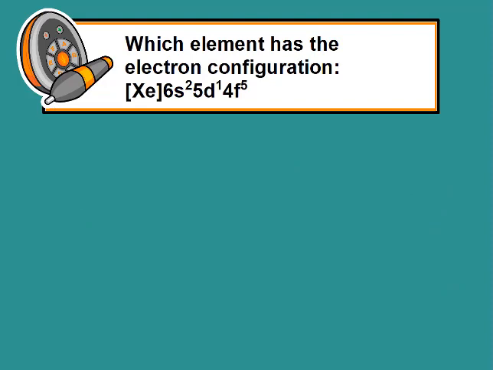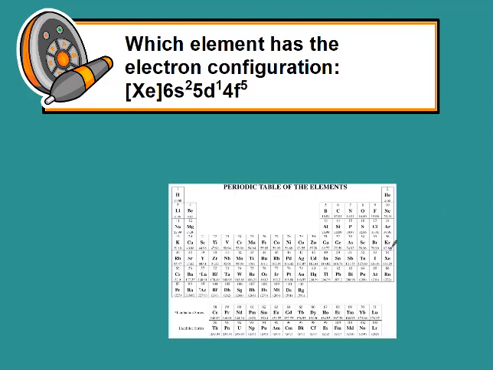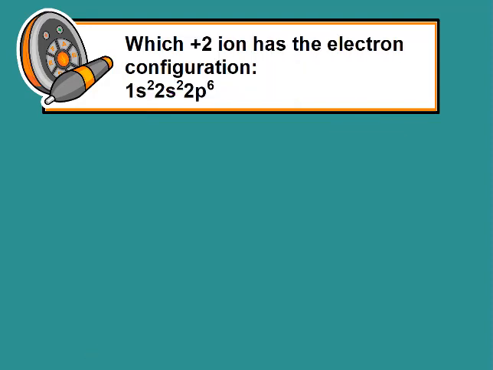Go ahead and pause the video, figure out which element has this configuration. So looking at this periodic table, we have 54 for xenon, 56, 57, 62. 62 electrons corresponds to Sm. Go ahead and pause the video and try this one on your own. Restart when you're done.